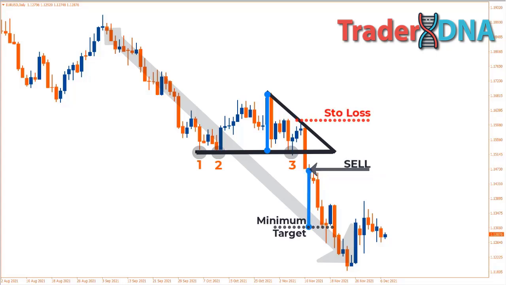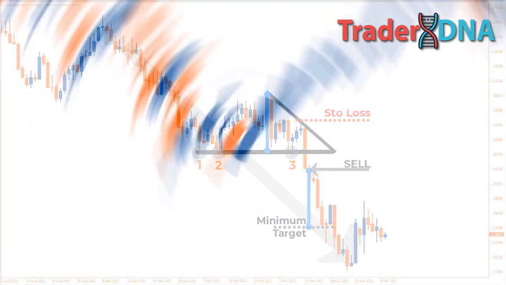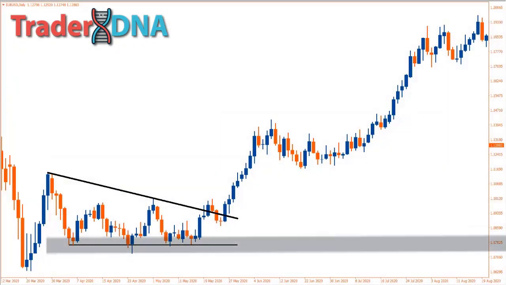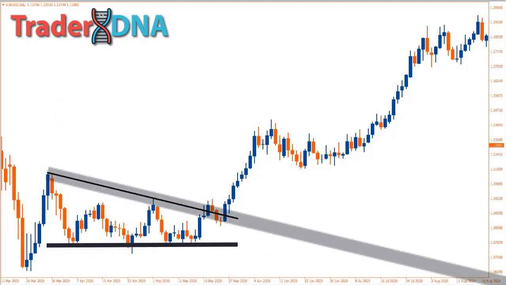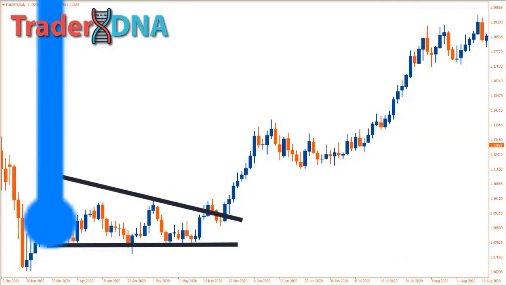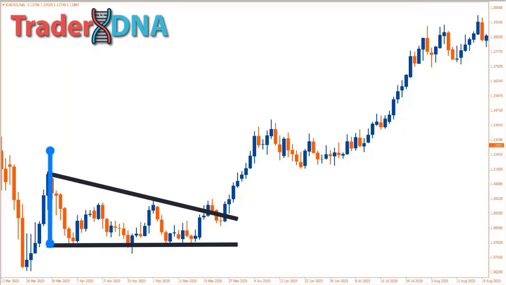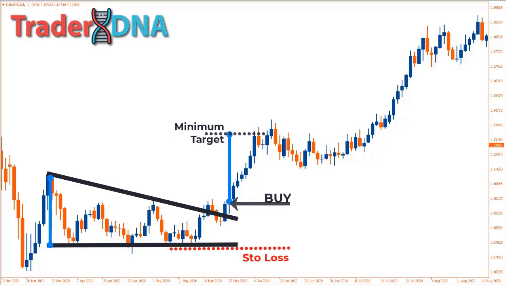However, not all descending triangles break out to the downside. You can also see an upside breakout from the descending triangle. In this case, it becomes a continuation pattern instead of a reversal pattern. The same concept of measuring the distance from the support to the first high is used to determine targets. This is then projected to the upside for the minimum price objective.